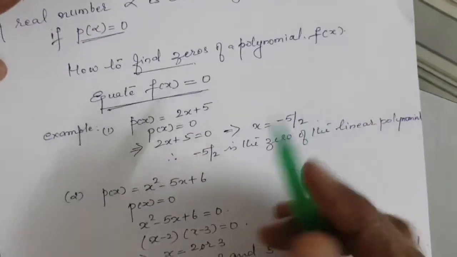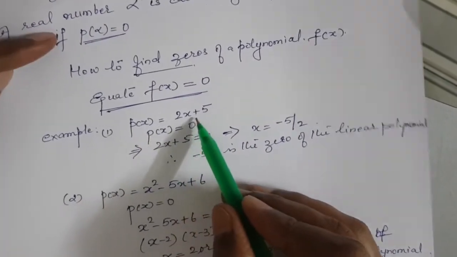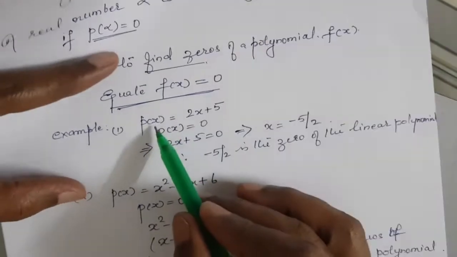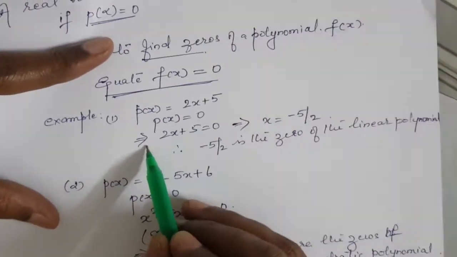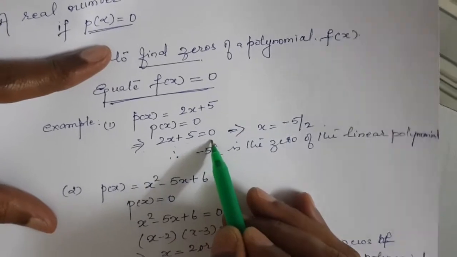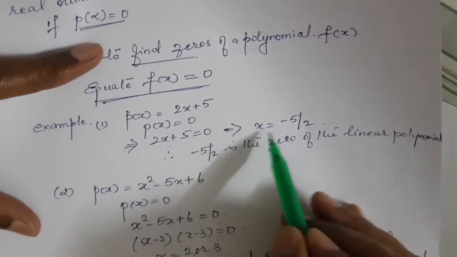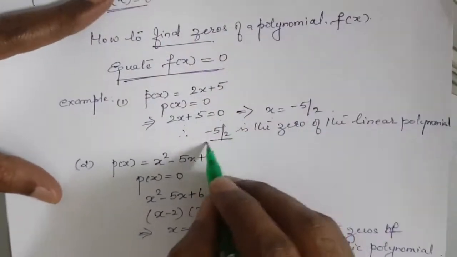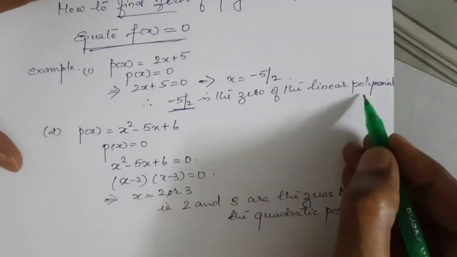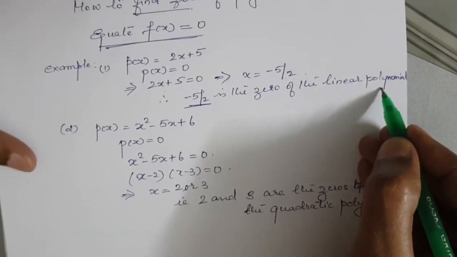For example, p(x) = 2x + 5. Equating p(x) to 0, that is p(x) = 0, implies 2x + 5 = 0, which implies x = -5/2. So this -5/2 is the zero of the linear polynomial.